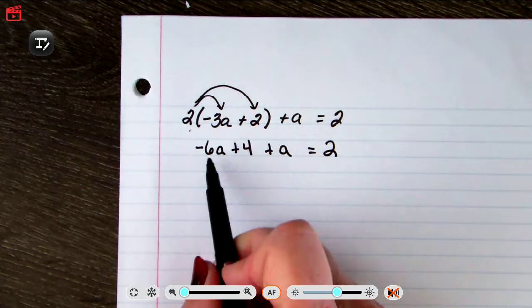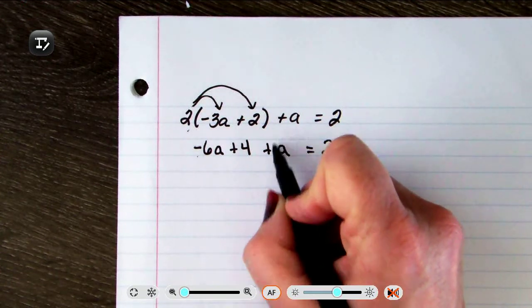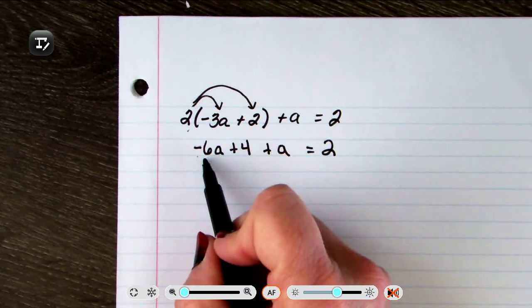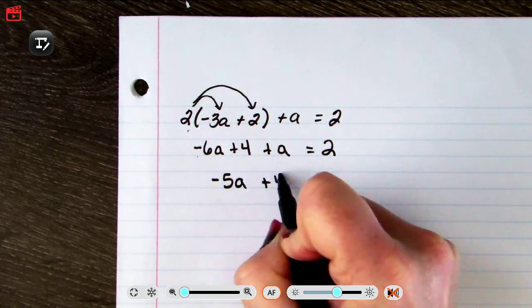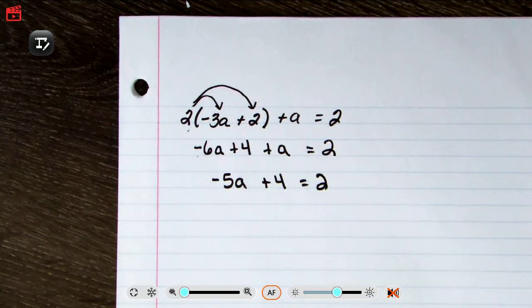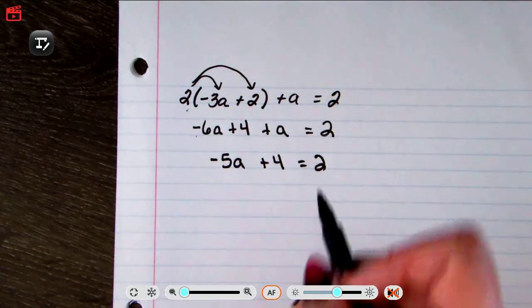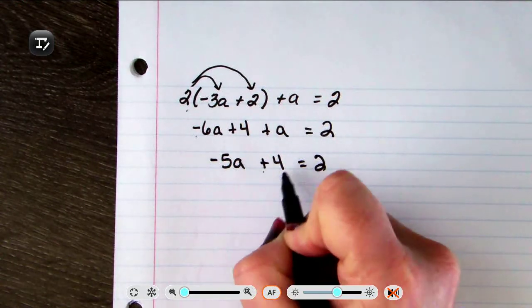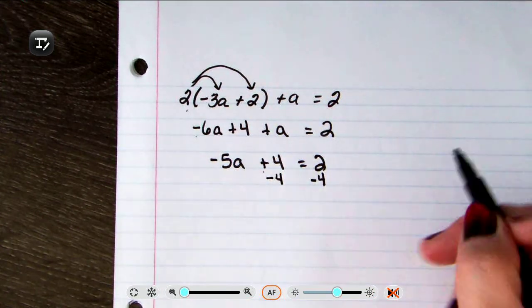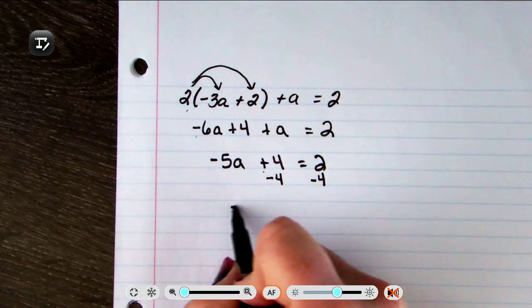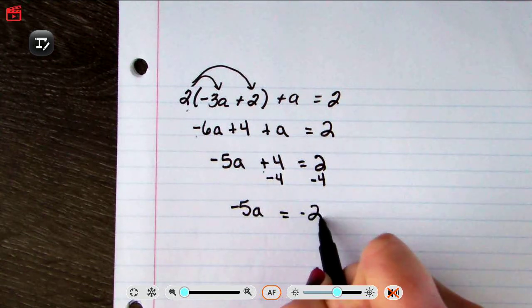Combining my like terms, I have a negative 6a and a positive a, remembering there's kind of like a 1 in front of it. So negative 6 and 1 gives me a negative 5. Get my variables on one side, which they are. I need to undo this plus 4, so the opposite of positive 4 or adding 4 is subtracting 4. So I'm going to subtract 4 from both sides. And 2 minus 4 is a negative 2.